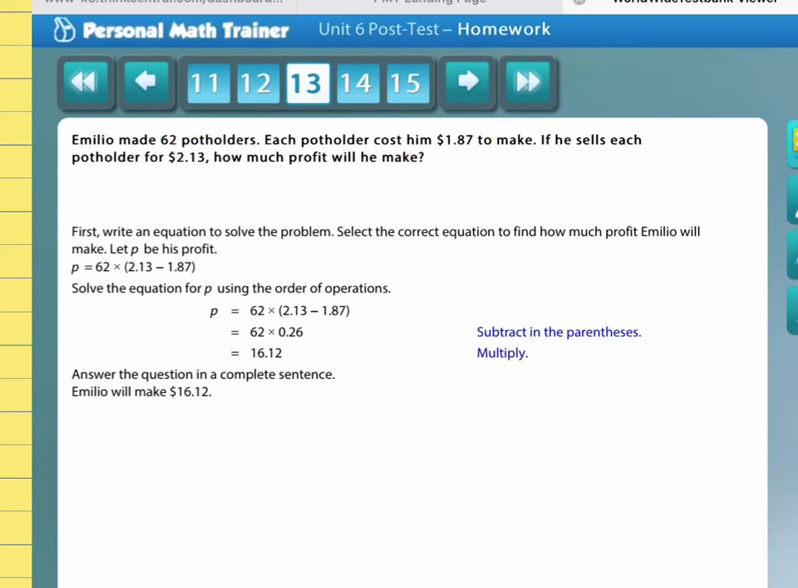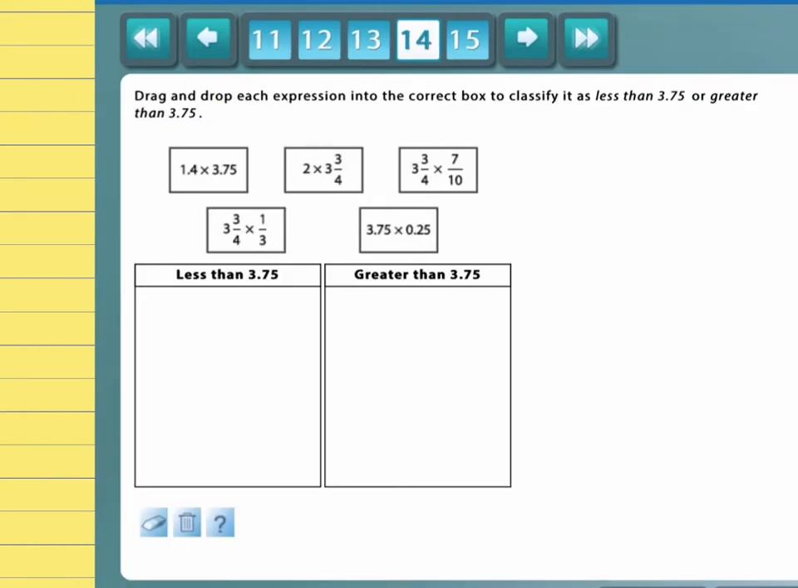And there we go. Here's the Think Central explanation here. They're doing 62 times, using parentheses, 62 times the difference between the sales price and the cost. So 62 times 26, $16.12.